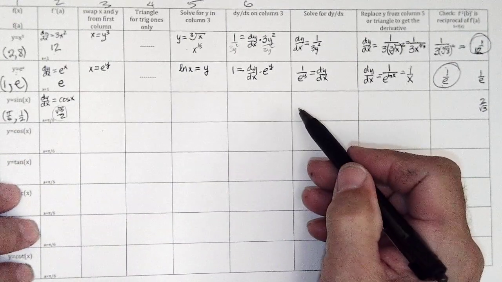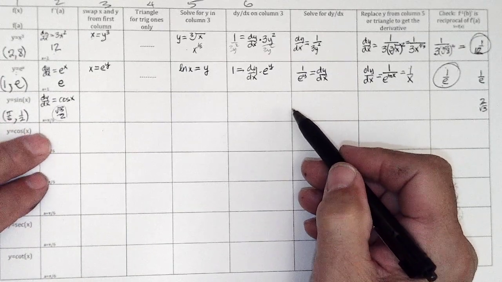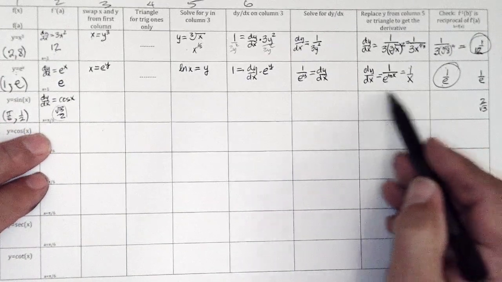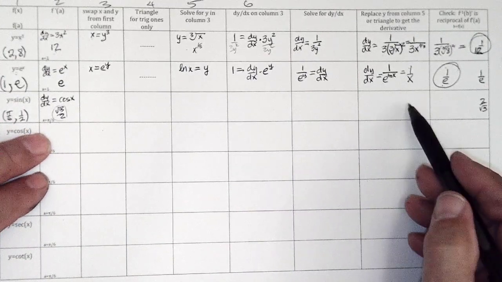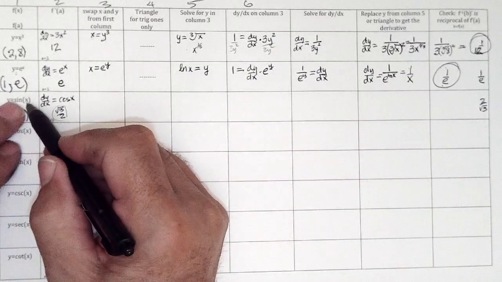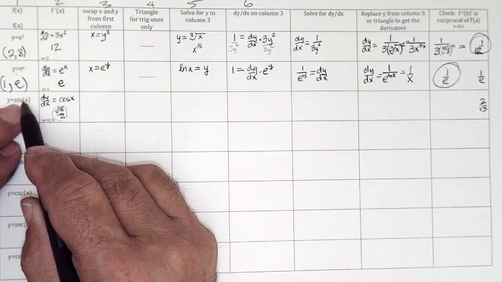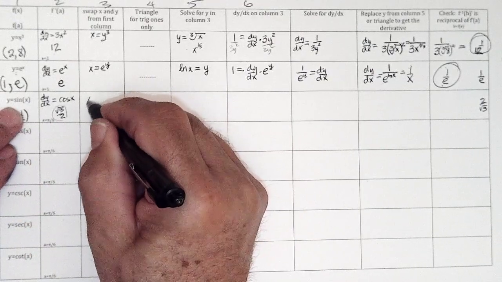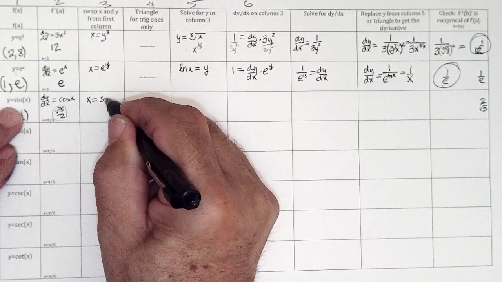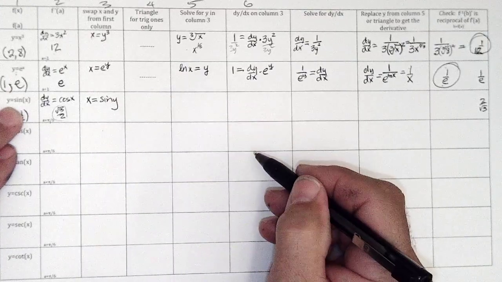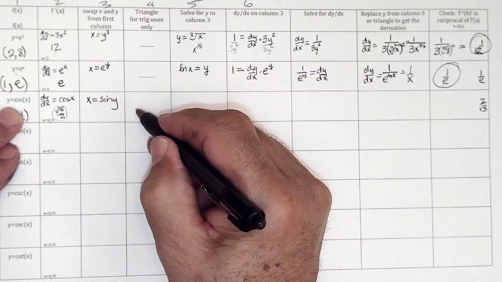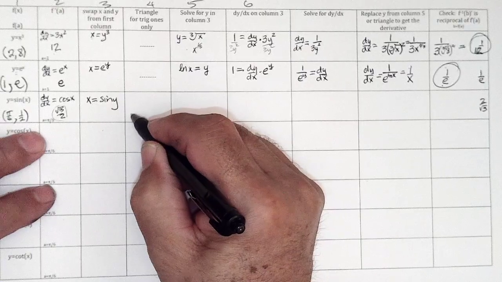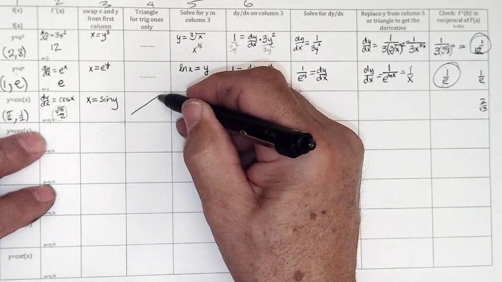Now I'm going to work through it and see if I can get that, and actually find the derivative of arcsine. So if I swap the y and x, I get x equals sine y. And this is where things are a little different. We're going to draw a right triangle.